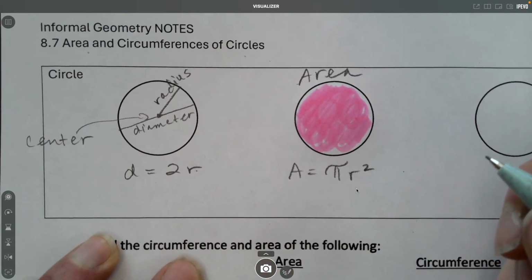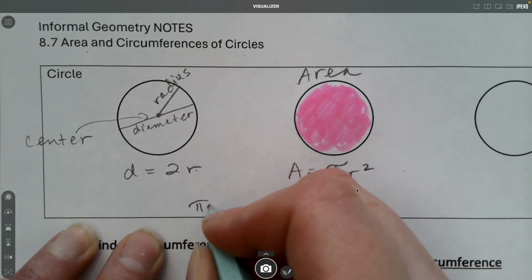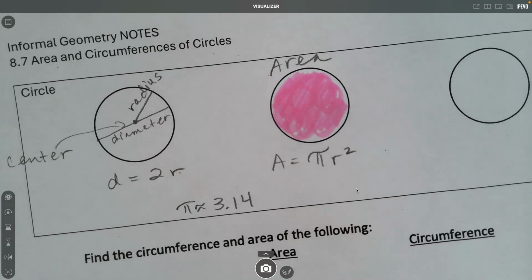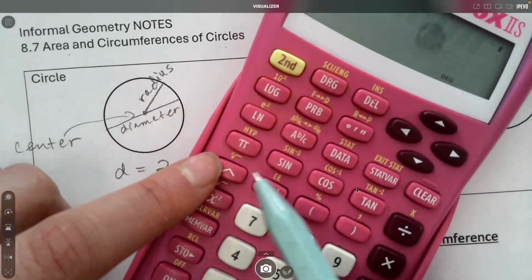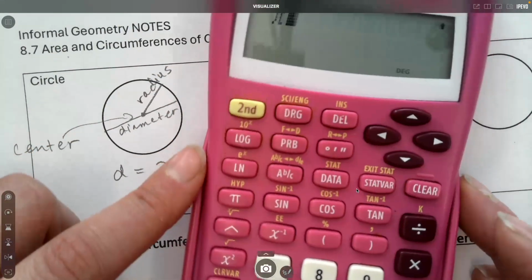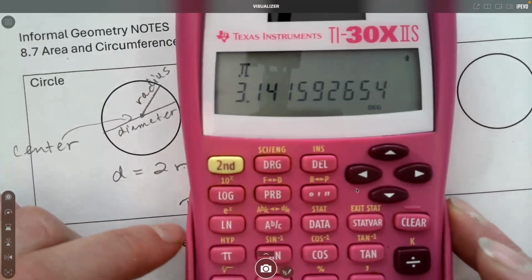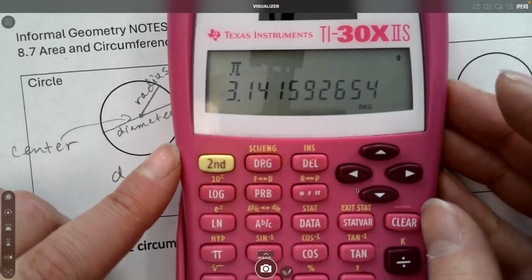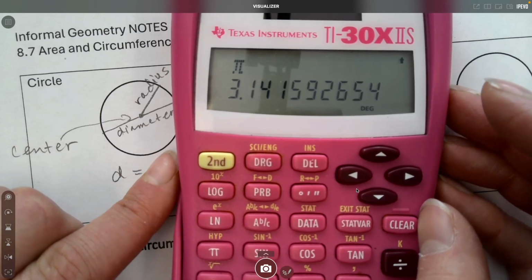So remember, pi is approximately equal to 3.14. I'm going to be using a pi button on my calculator to do all my calculations today. So my calculator actually has this pi symbol on it. So when I press the pi button, it gives me pi's approximation, 3.141592. So remember, pi goes on and on forever. It is an irrational number.